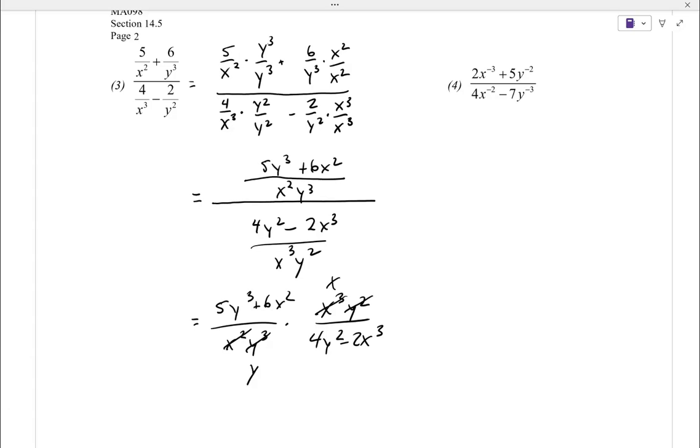Same thing, except that the y's are on the bottom this time. There are more y's on bottom than on top. And now again, we just multiply across. So what do you get on top? Yep, x times that whole thing, and then over y times that whole other thing. Yep.